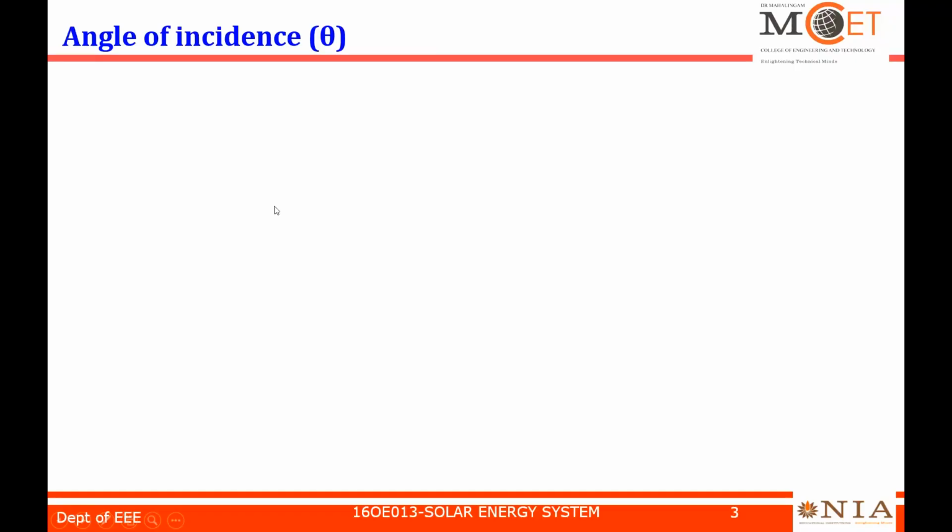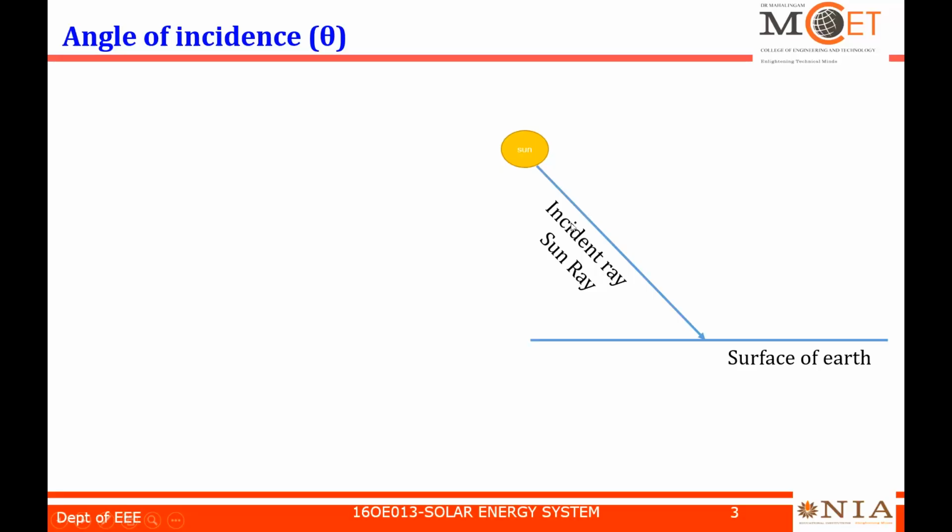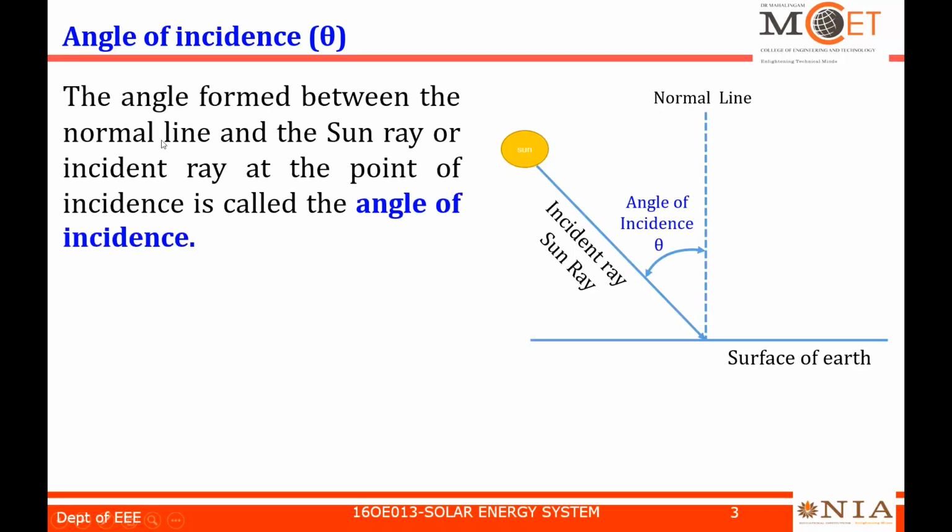Angle of incidence. Consider this as the surface of Earth. The sun's ray or the incident ray from the sun falls on a particular point. From this point, we draw a normal line. So the angle between the normal line and the sun's ray or incident ray is called the angle of incidence, theta. The angle formed between the normal line and the incident ray at the point of incidence is called the angle of incidence.